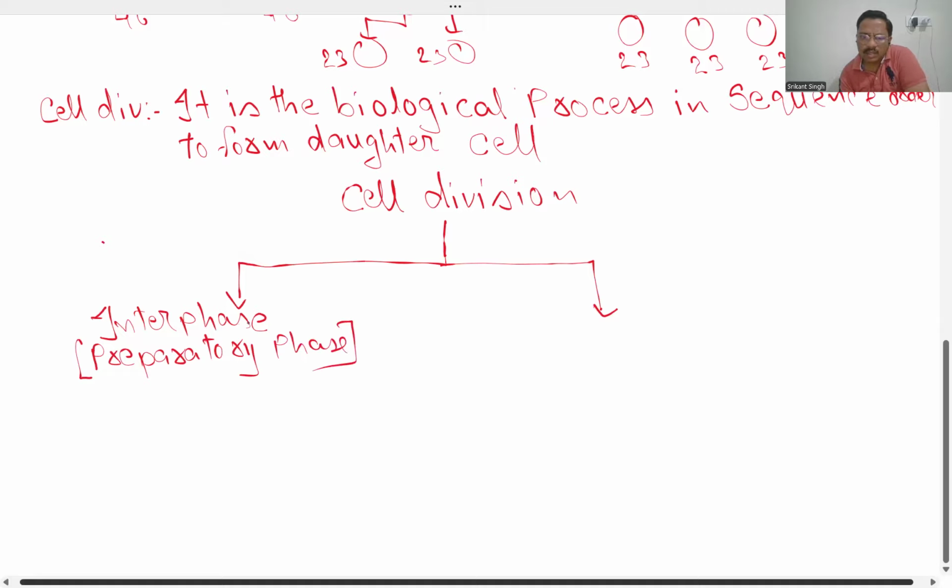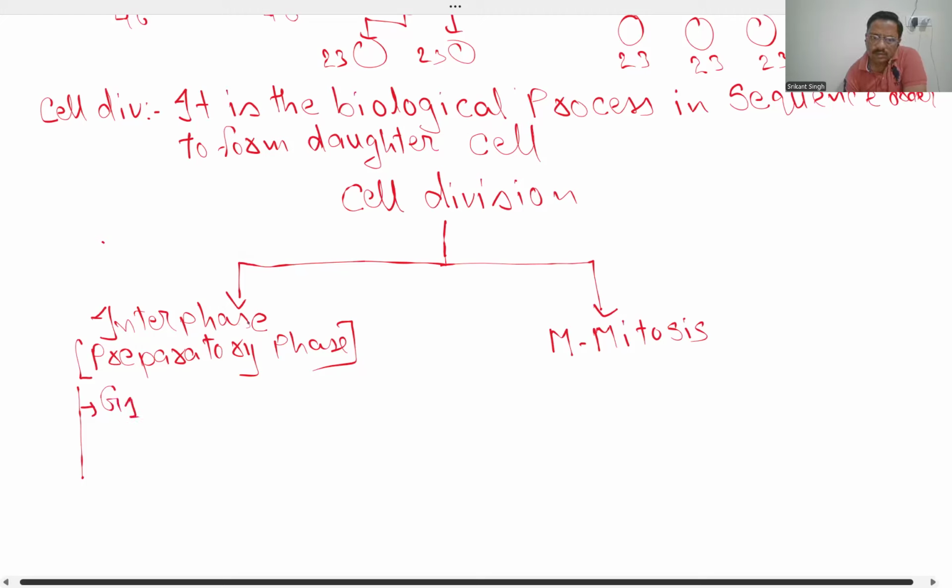Preparatory phase. A second is M phase. M stands for mitosis process, beta. M stands for mitosis. Now, interface is divided into few substeps, the name is G1 phase.